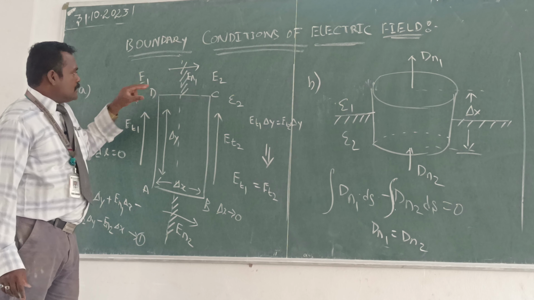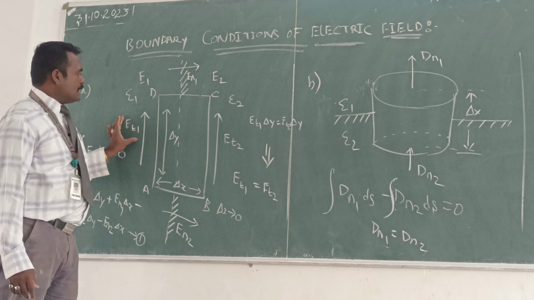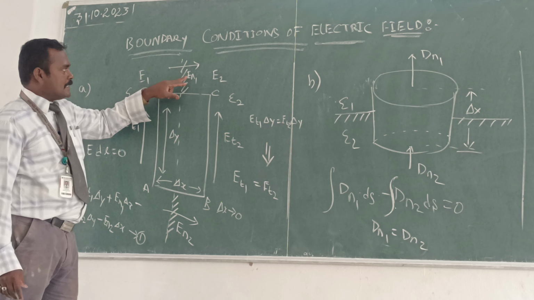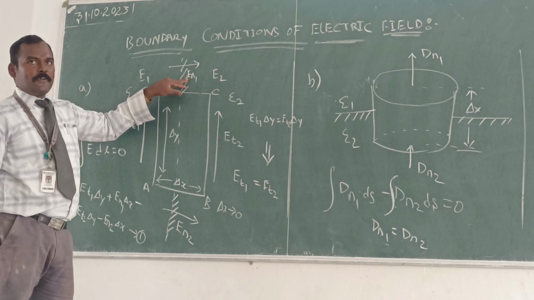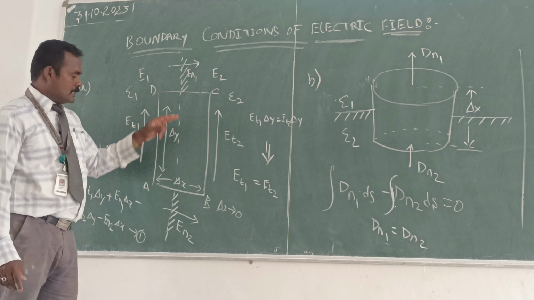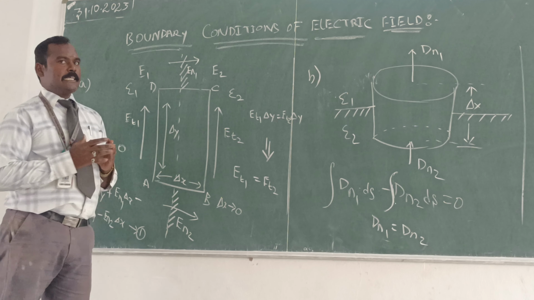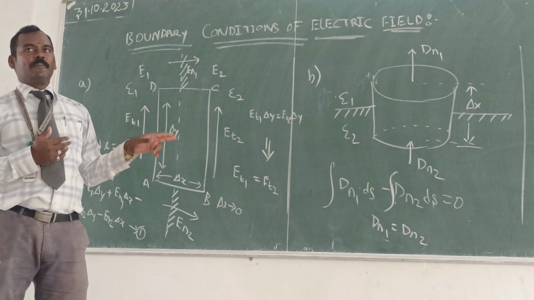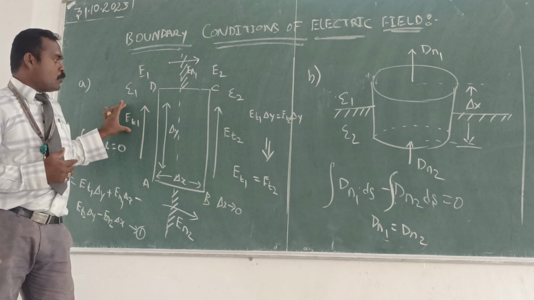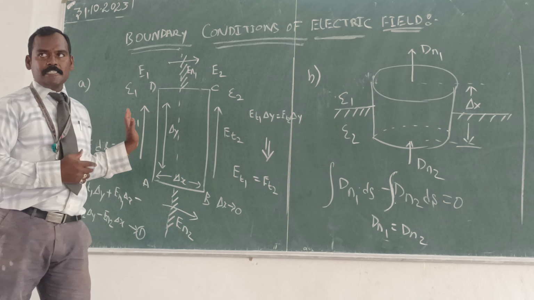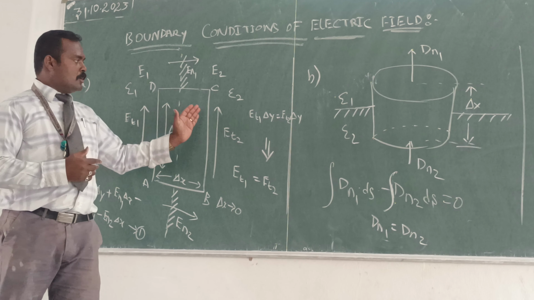The tangential component of electric field intensity is Et1, and the normal components of electric flux density are Dn1 and Dn2. The medium 1 and medium 2 are segregated equally. So the tangential component of electric field intensity of medium 1 should be equal to that of medium 2.